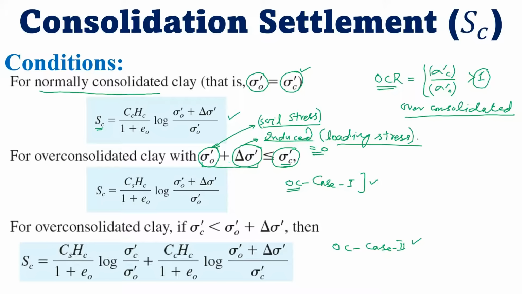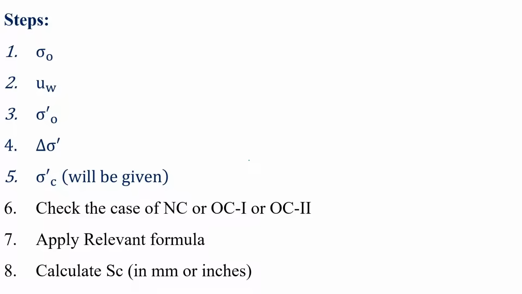So, first of all, we need to calculate. Basically, we are going to use a formula. To use any formula from these three, we will need to determine the value of sigma prime naught and delta sigma prime. To calculate these values, these are the steps which we will follow. Simply, you can see here, we will find the total vertical stress, then the pore water pressure, then the vertical effective stress, then the induced stress. Sigma prime C or pre-consolidation stress will be given.